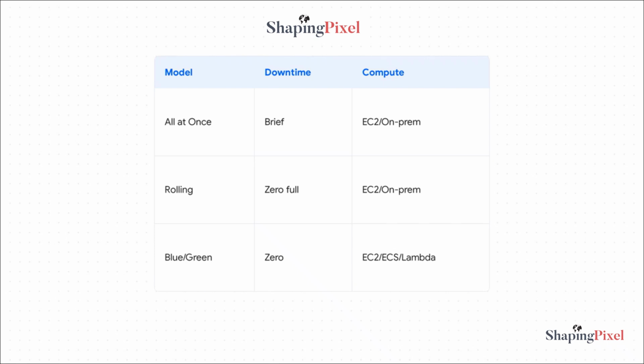And you definitely want to memorize this matrix for the exam. Notice how all at once involves briefly taking your application offline, so that's generally restricted to EC2 or on-premises environments. But then look at blue/green. This is the gold standard for zero downtime. Traffic is dynamically rerouted at the load balancer level, and importantly, this is the exact method you'd use if you're updating AWS Lambda functions or Amazon ECS services.